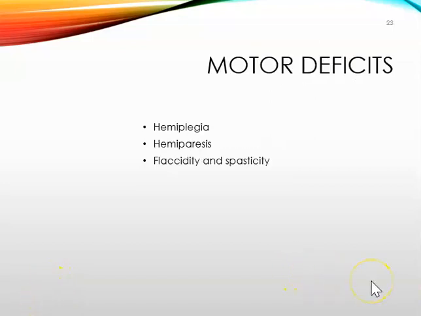And all of these deficits that I'm talking about are really going to depend on the area of the brain involved. Hemiplegia, that's going to be paralysis on either the left or the right side. And hemiparesis, that's going to be a weakness of either the left or right side. And sometimes you'll see complete flaccid limbs, so like the whole left side will not move. And sometimes as they're starting to recover from their stroke, they might be having some spasticity.